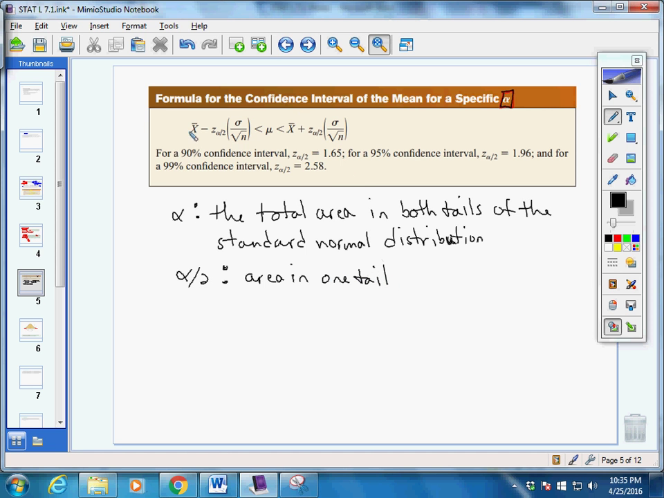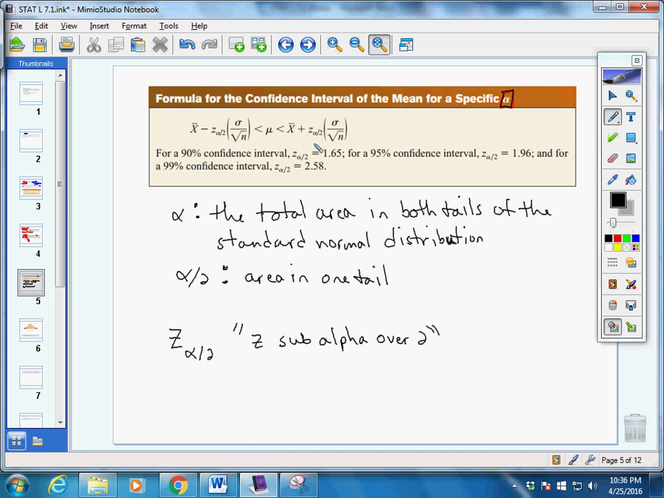So our formula here, we're going to take our sample mean, minus, and you see we have this z alpha over 2. We're going to read that as z sub alpha over 2. Okay, just for your information, that's how that's read. So what we're going to do is the mean minus z sub alpha over 2 times our standard deviation divided by the square root of our sample size, or the number in our sample.